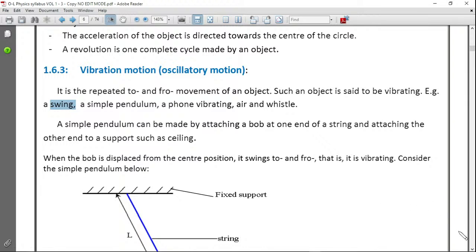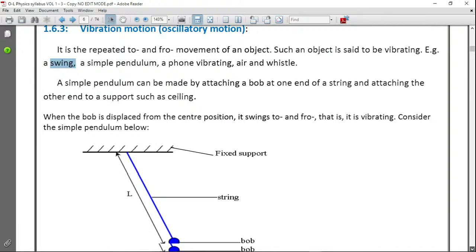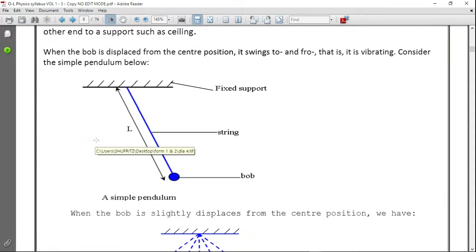A simple pendulum is like when you tie a bulb or a mass to a string and you hang the string on the ceiling and then you move one end of the string. So this is an example in this diagram of a simple pendulum. In the GCE at times they'll say that you should draw a simple pendulum. So this is the exact diagram that you have.